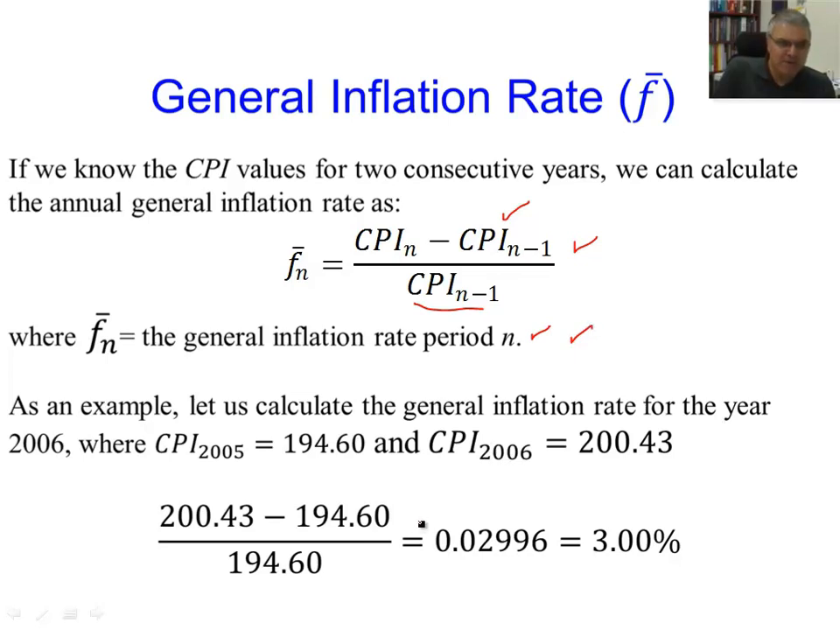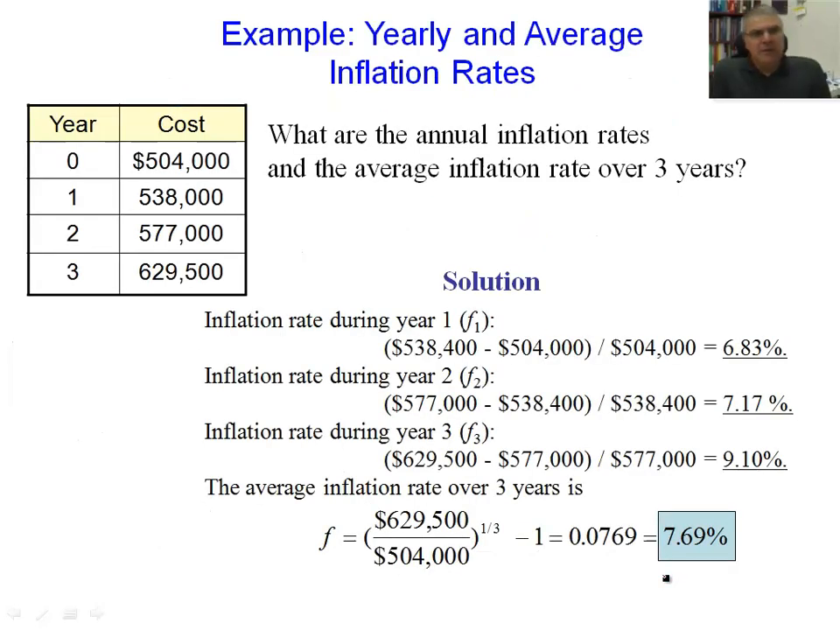The CPI of n minus 1 is the year prior to the CPI sub n, which is 2006. Remember, we're looking for a positive number here. This number could be negative, but since 2006 was higher than 2005, we need to arrive at a positive answer. In this case, it's 3%.